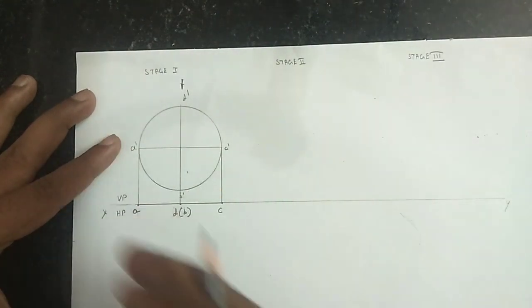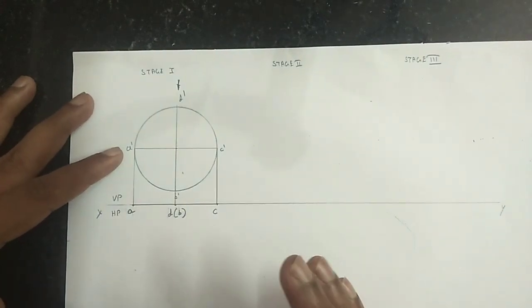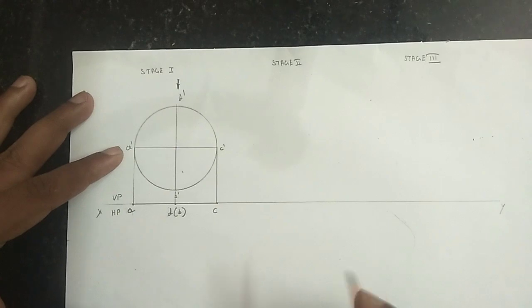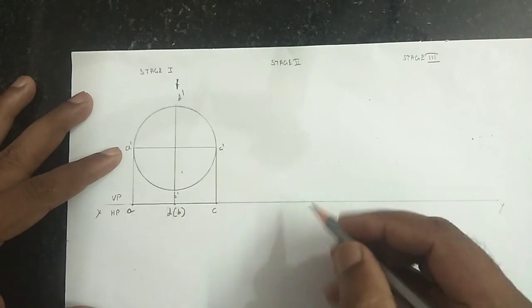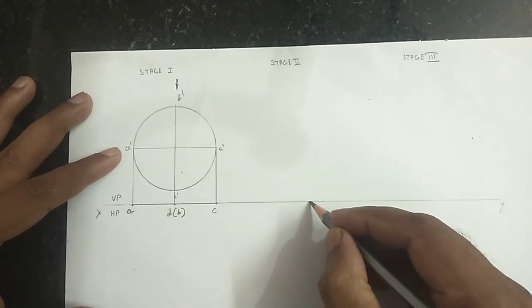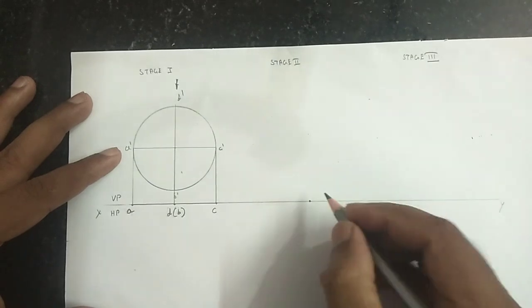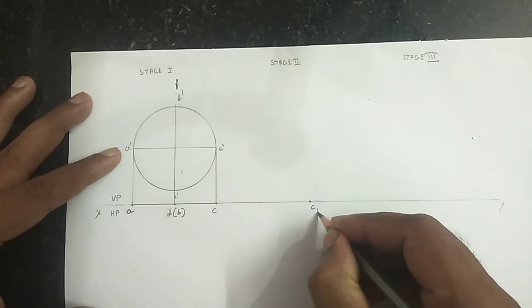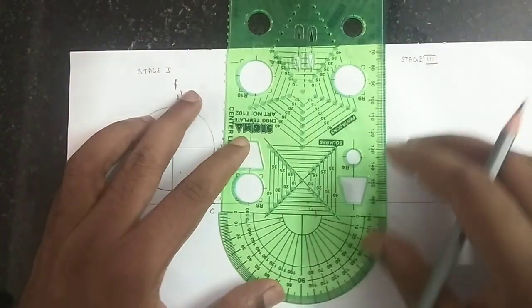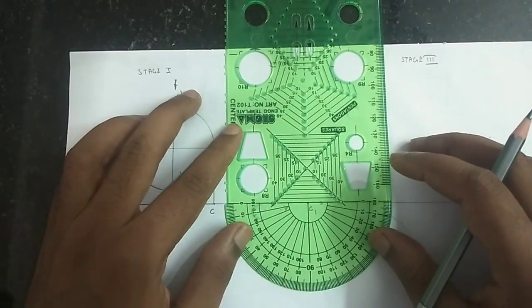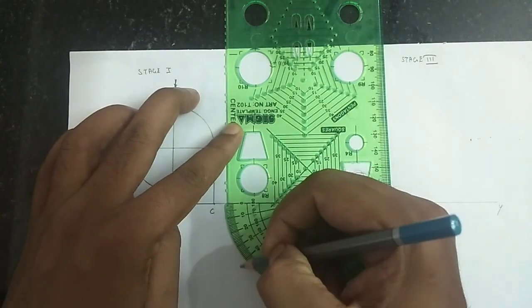So now we are going to draw the second stage, surface inclination. So first the point C is resting. We consider the point C is resting. So first you mark the resting point on the reference line. So this is the point C1, and here the surface inclination angle is 45 degree to VP. So first we place the protractor at this point and take the angle 45 degree from this side.